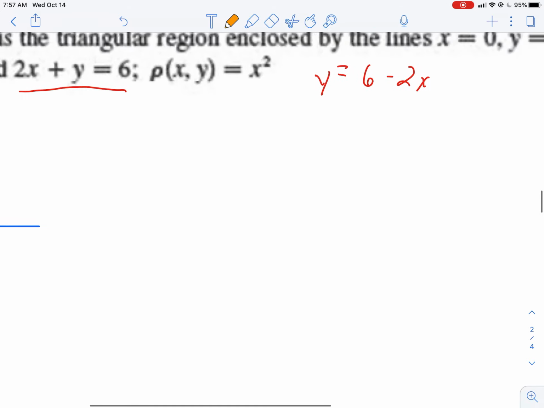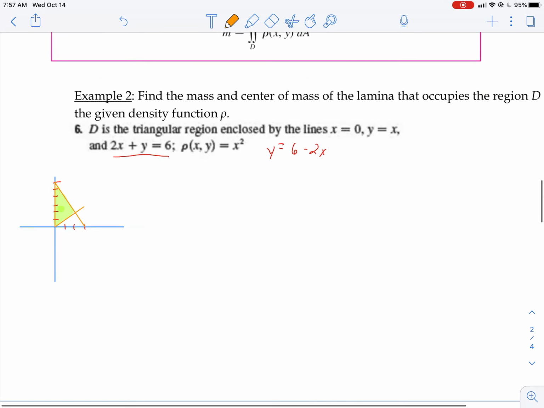Looking at that, our region is bounded by two functions: y equals 6 minus 2x, and y equals x. And then we also have x from 0 to 2. Based off the graph, the point 2, 2 is where they intersect, and you can set both of these equations equal to each other and solve.